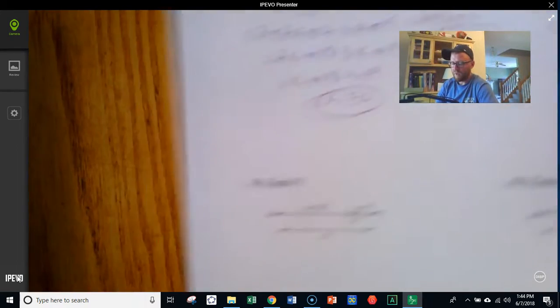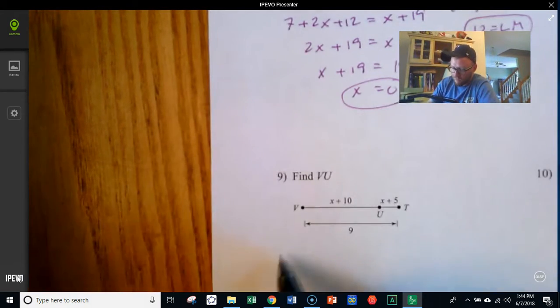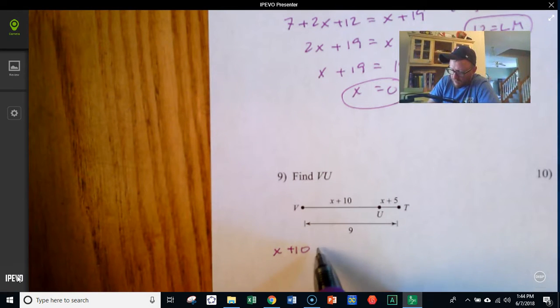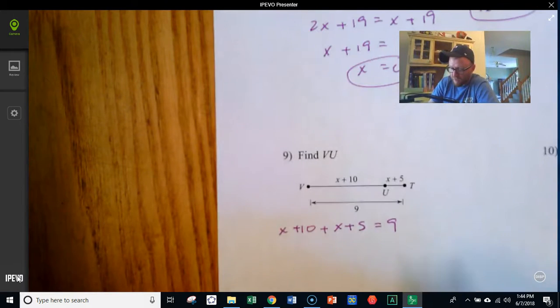Okay, over here we've got x plus 10 plus x plus 5 equals 9. So we've got 2x plus 15 equals 9.